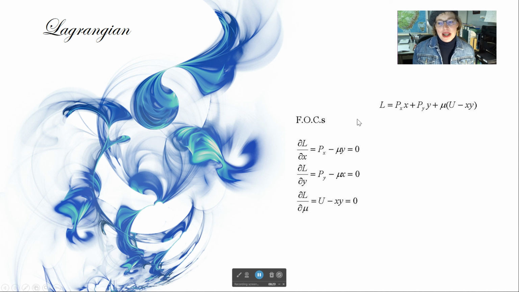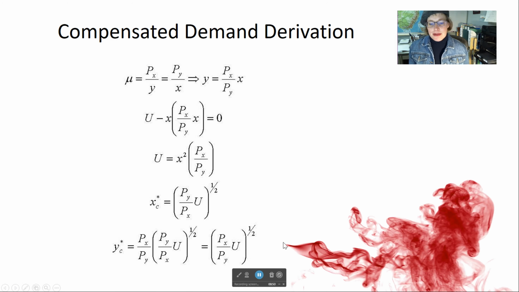Then the first order conditions will still be taken with respect to each choice variable. So in this case it will be with respect to x, and then with respect to y, and then with respect to the Lagrange multiplier mu. Just like we did before, we're going to take this and try to solve for our Lagrange multiplier as a function of the other variables.